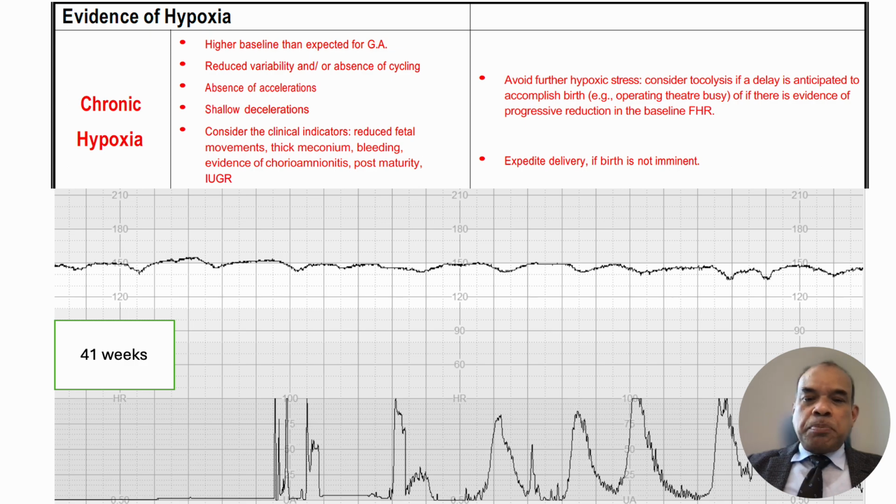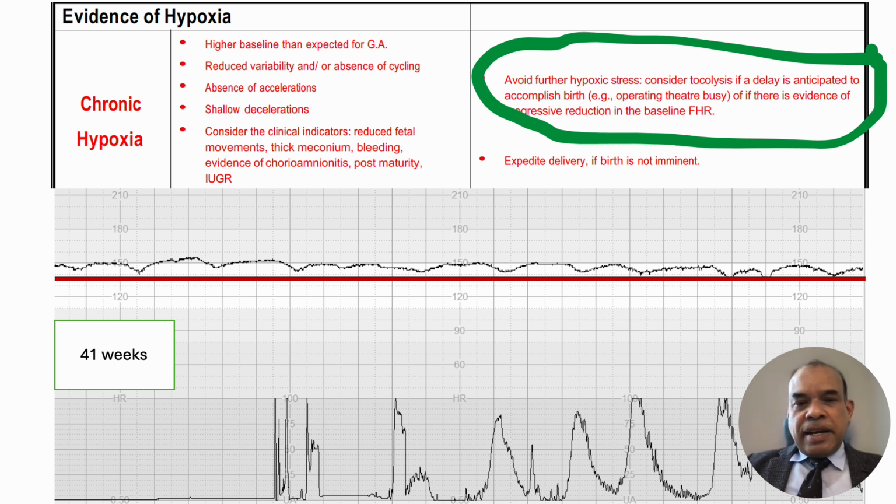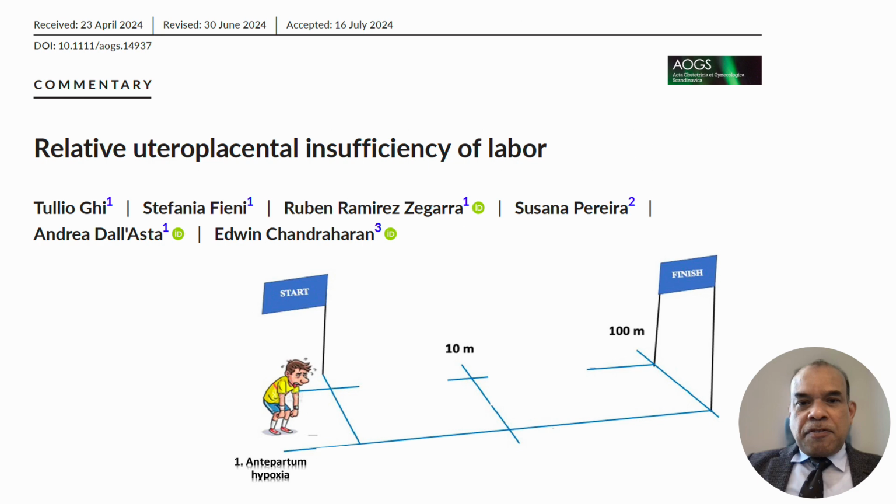They come to us with pre-existing placental failure, and that is the chronic hypoxia group. And the guideline tells us what the features are to recognize chronic hypoxia. They are a combination of features: higher than expected baseline, reduced variability and absence of cycling, and repetitive shallow decelerations. And the guideline also recommends what action needs to be taken if chronic hypoxia is diagnosed.